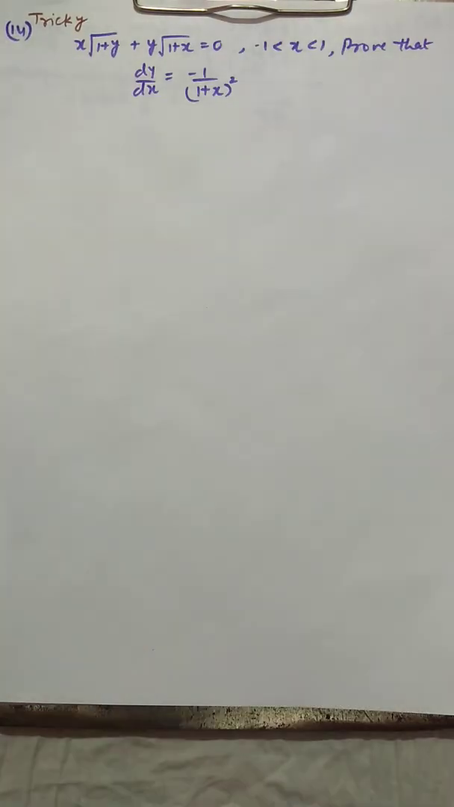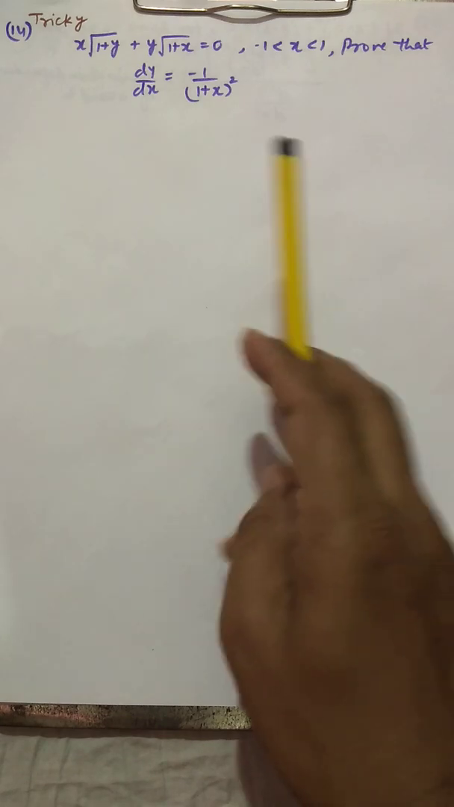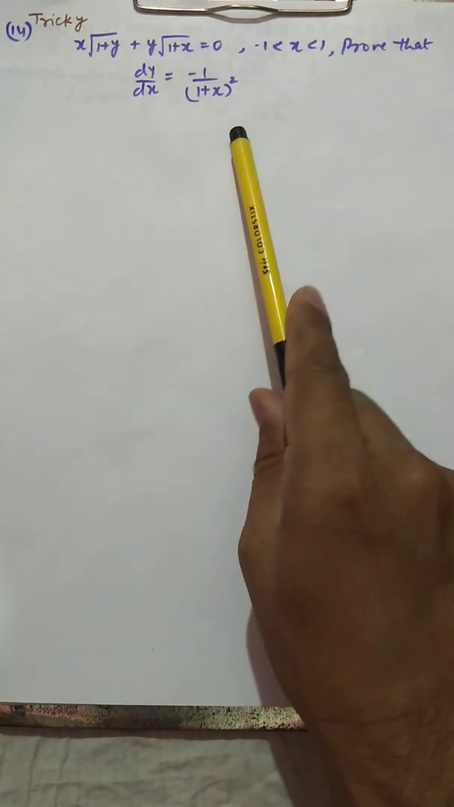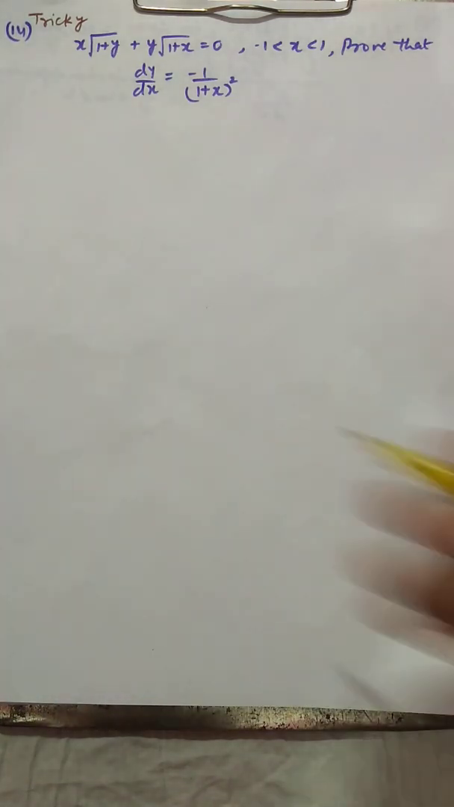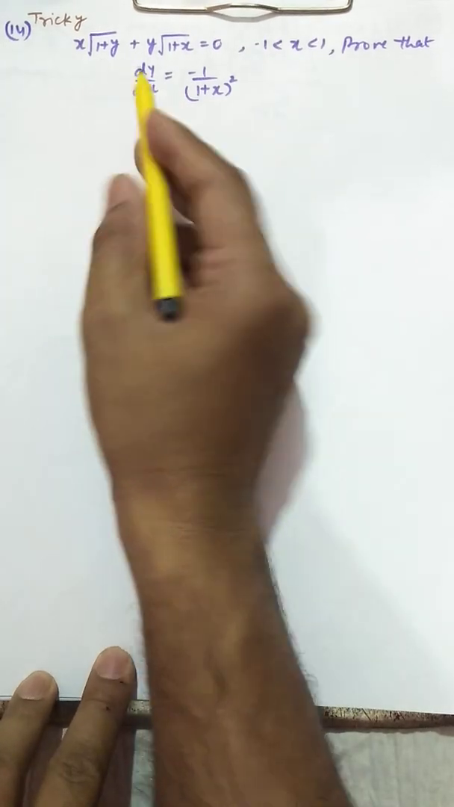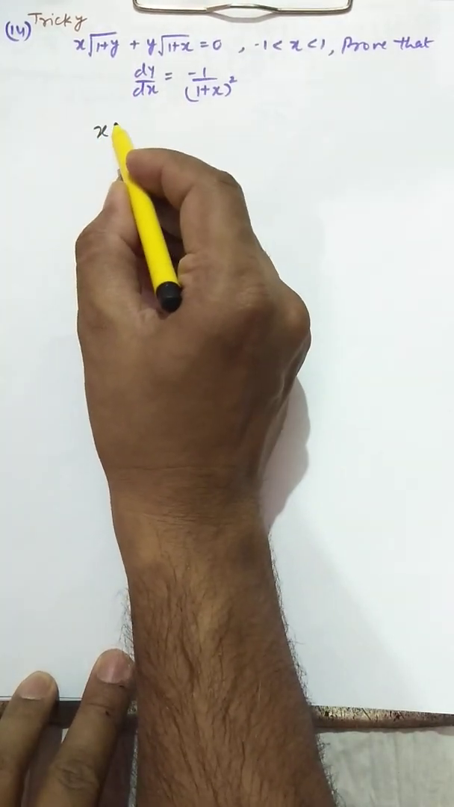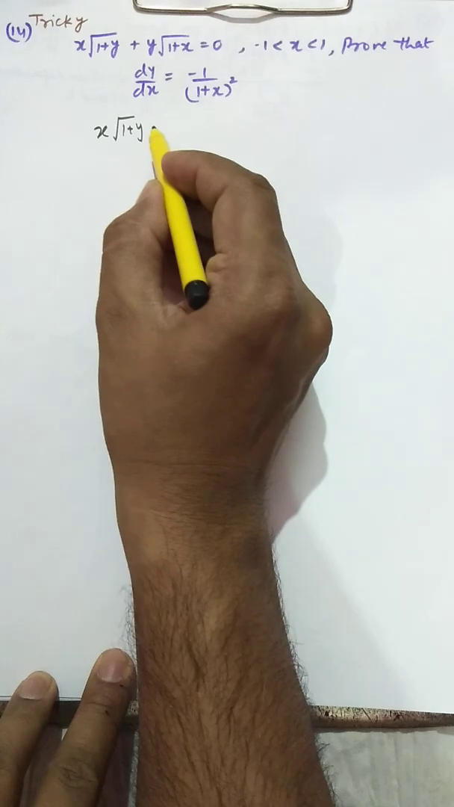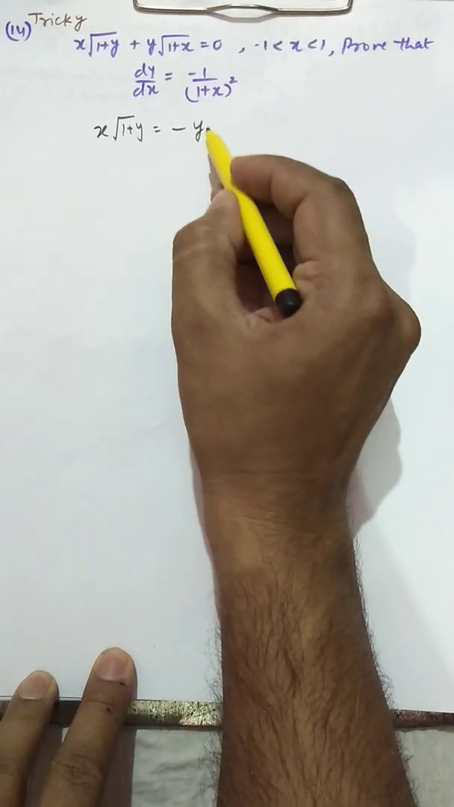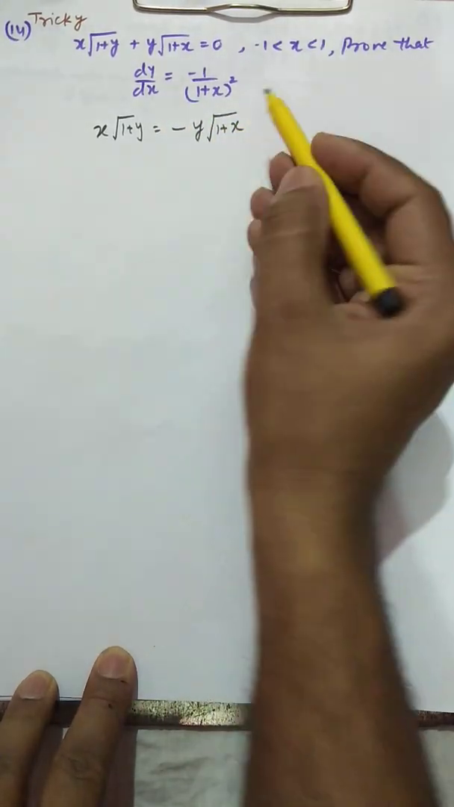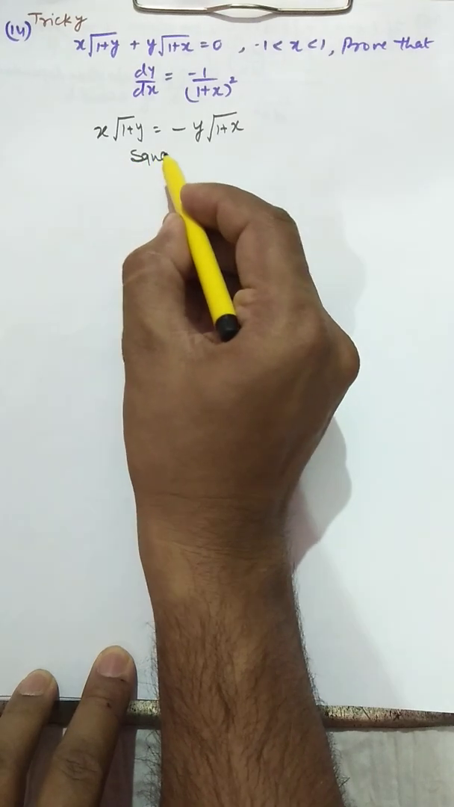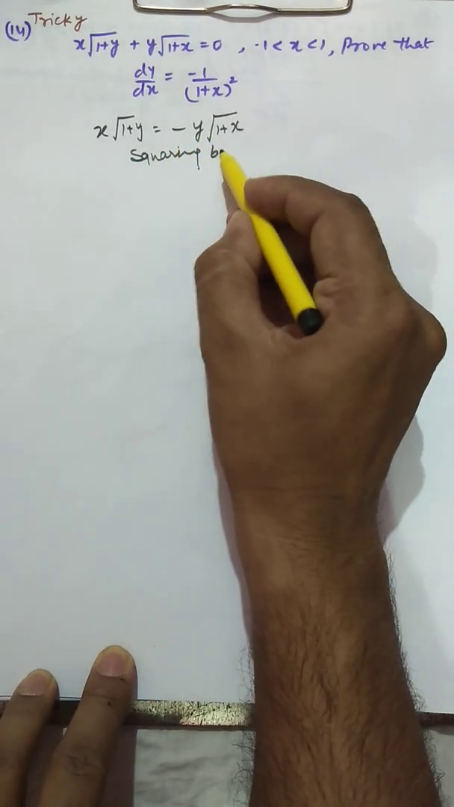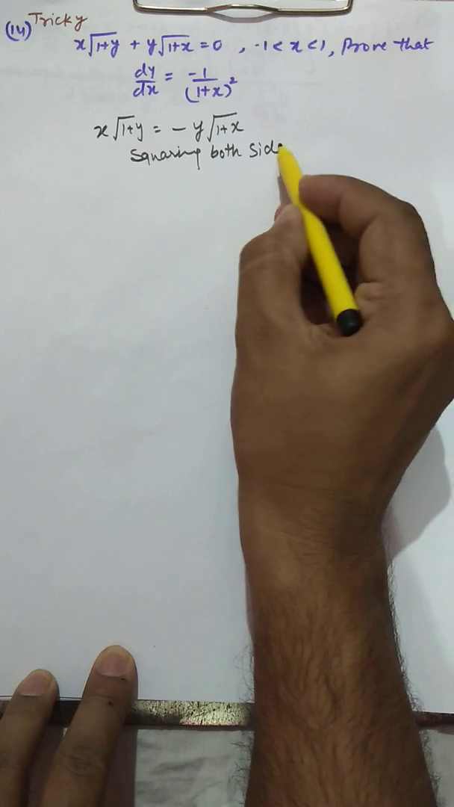Now come to question number 14, which is the tricky question, and if you do not apply the trick, then your answer will be difficult to obtain. So now you see which trick is there. First we write that the given equation is x root 1 plus y, and this I am going to take to the other side, 1 plus x. Now you do squaring on both sides.